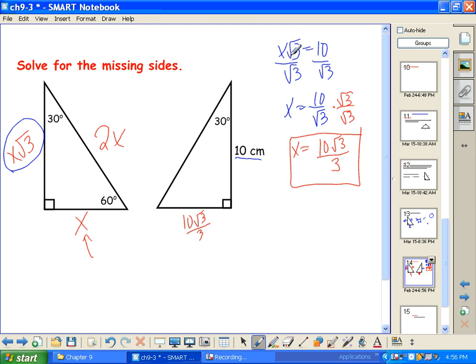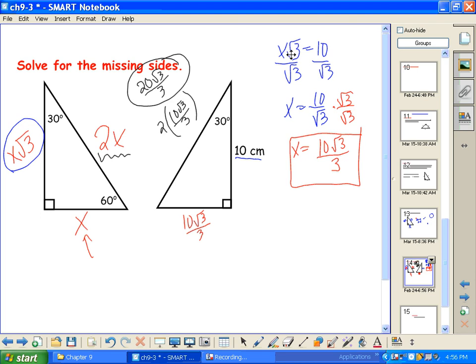Now on our formula triangle, we know that the hypotenuse here is twice the length of the shorter leg, which means I have to take my short leg and multiply it times 2. So I have 2 times 10 radical 3 over 3. So 2 times 10 gives me 20 radical 3 over 3. That is your answer. Again, I know it's not pretty, but that is the answer, and that is an exact answer.